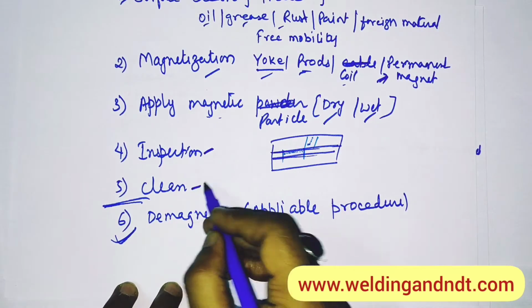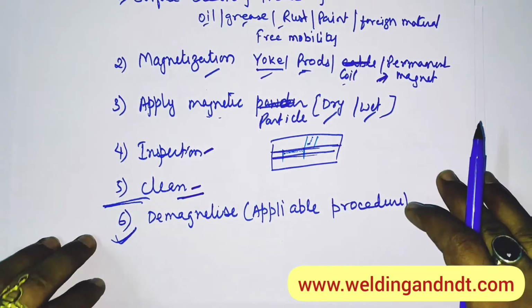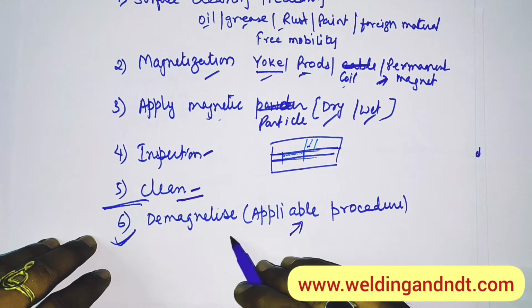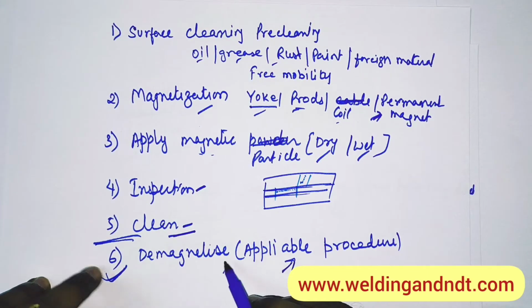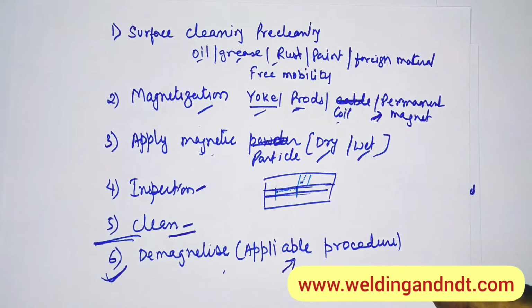After doing this, you need to clean the item. So with this, our magnetic particle test is over. But if the applicable procedure says that you have to demagnetize the item, then you will have to demagnetize also. So basically demagnetization is not a part of the MPT test, it is a separate portion.